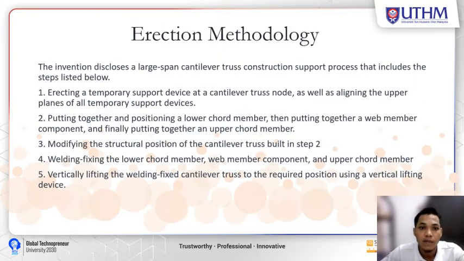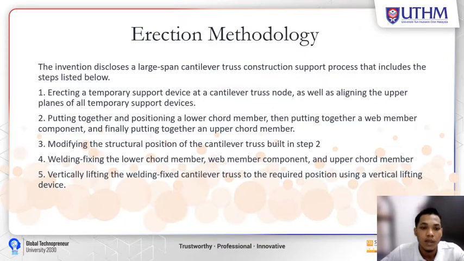And for erection methodology, the invention discloses a large span cantilever truss construction support process that includes the steps below. This is for erecting a temporary support device at a cantilever truss node, as well as aligning with the upper planes of the temporary support device. Putting together and positioning a lower chord member, then putting together a web member component, and finally putting together an upper chord member. Modifying the structural position of the cantilever truss built in the previous step.